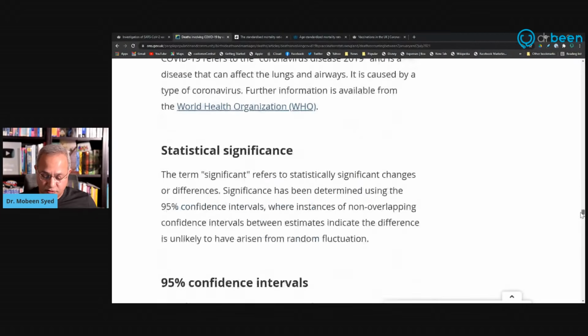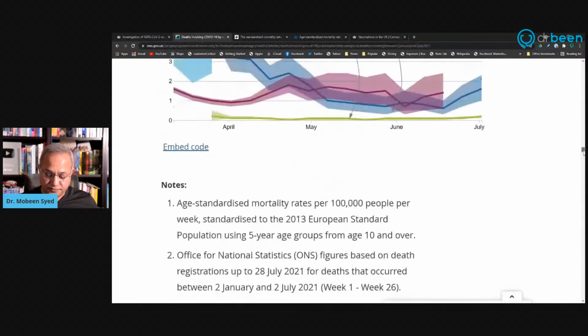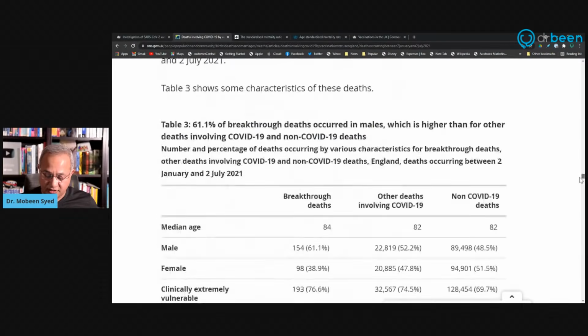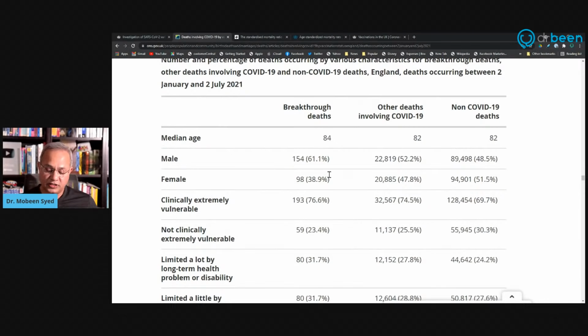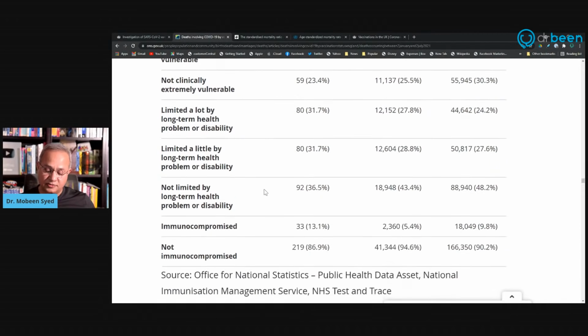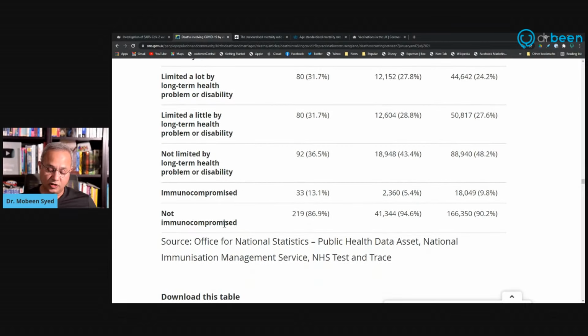Now I'm going to go back once again to this quick chart over here. I would request you to look at it. It is an interesting number to look at. And then this table here is also interesting, because in this table they are showing vaccinated and not vaccinated, and then male, female, vulnerable, not vulnerable, long-term health problems, not long-term health problems. You can actually see how various stratifications are done and what their difference is. For example, here they say not immunocompromised, 219, this and this.